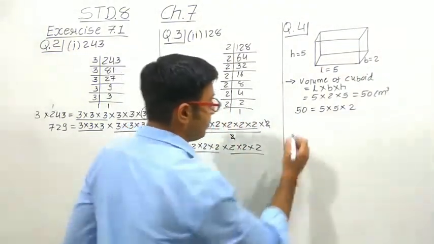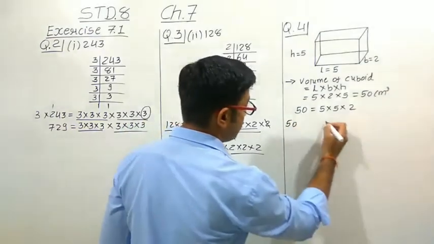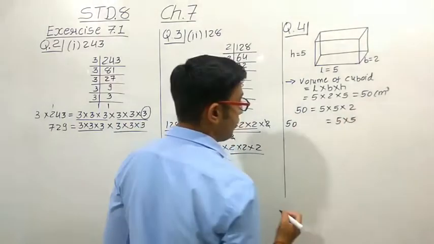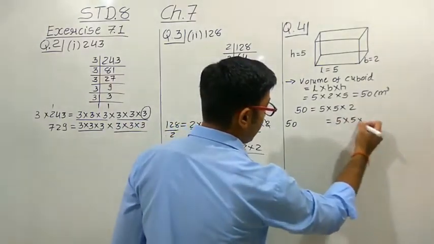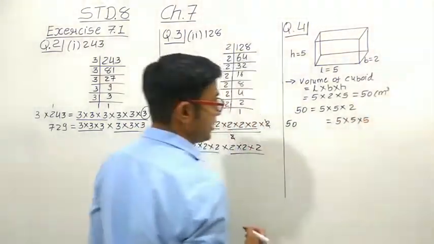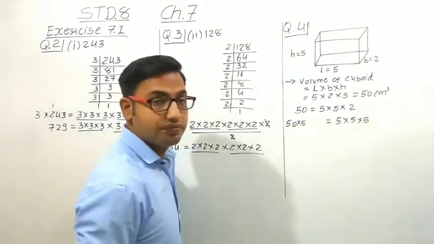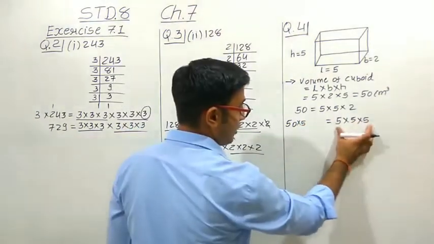So how can we do this? Write down 50 as it is. Here 5 into 5, two 5s are already there. Put one another 5 in the multiple of this. So the same number we have to multiply on this side also. Now the three 5s are there.